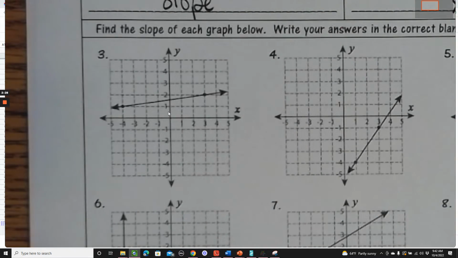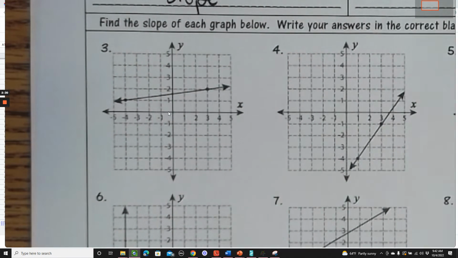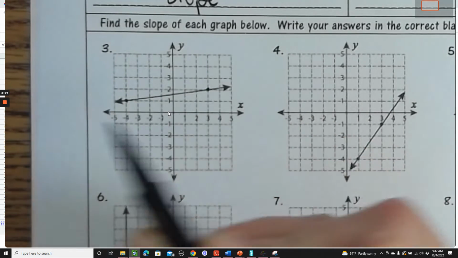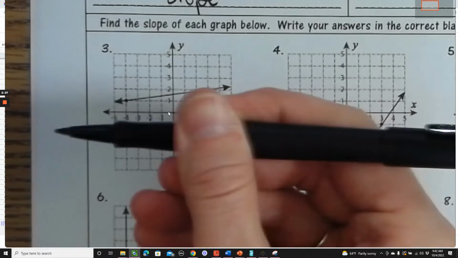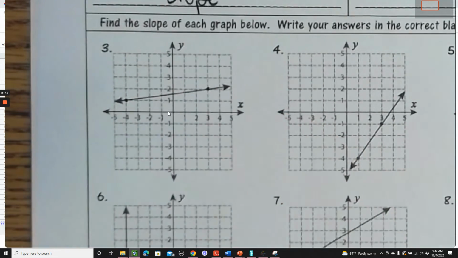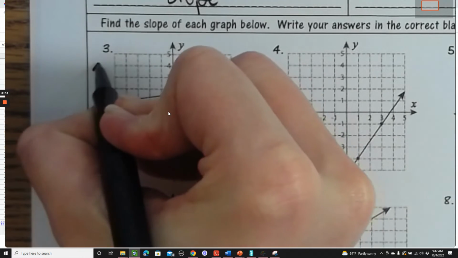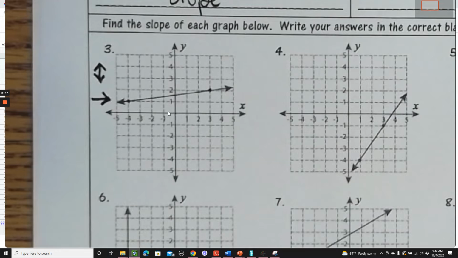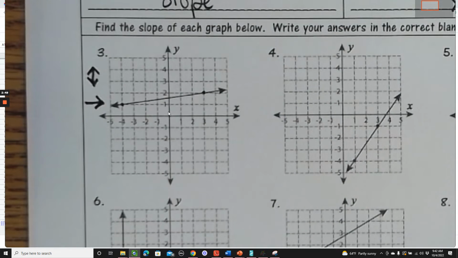Number 3 gives me dots. I love it when they give me dots, because all I do is I take these 2 dots and I start from the one that's the furthest left. So this is the one that's furthest left. To find slope, we always go up or down, and then we go to the right. Always to the right, never to the left.